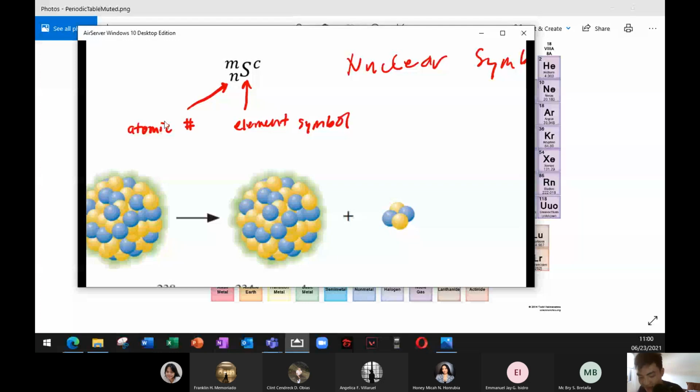Teka lang. Wait lang, may naririnig lang ako na aso sa baba.